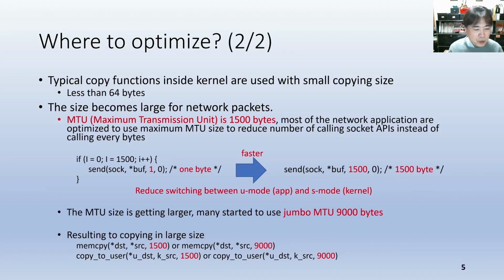Memcopy and copy to user in this kind of usage tend to have a large copy size, because network packets have a maximum transmission unit called MTU. It's 1500 bytes for most usage. However, that 1500 bytes is getting smaller for supporting gigabit speeds like 2.5 gigabit. So many network switching hubs started to support jumbo frames, which are 9000 bytes. The buffer size used in network applications keeps getting larger. It's not going to go back to a smaller size.